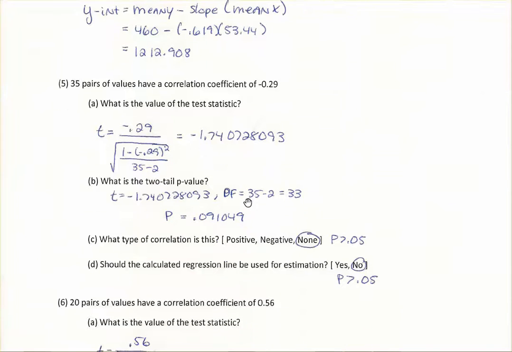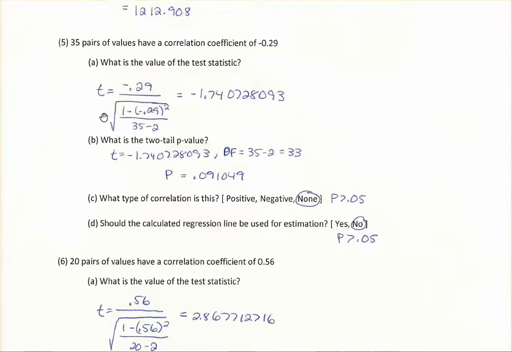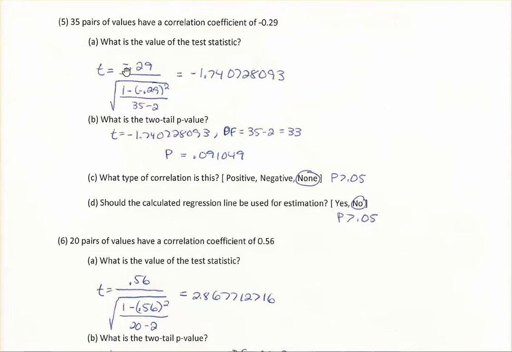So moving along, 35 pairs have a correlation coefficient of negative 0.29. What's the value of the test statistic? So for this one, this is where you put in the negative 0.29 over the square root of 1 minus that R value over n minus 2.